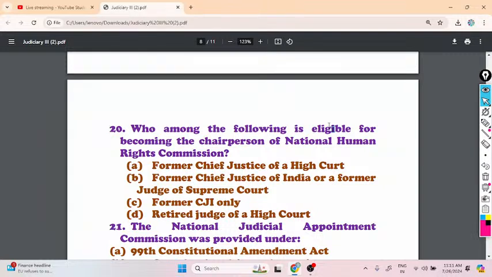NHRC consists of a chairperson and 5 other members. Apart from that, there are also 7 ex officio members of NHRC. It is a very high level body located at the national level. The qualification of the chairperson was former Chief Justice of India, but after 2019 the provision has been amended, and not only the former Chief Justice of India but also a former judge of Supreme Court can be appointed as chairperson of NHRC.